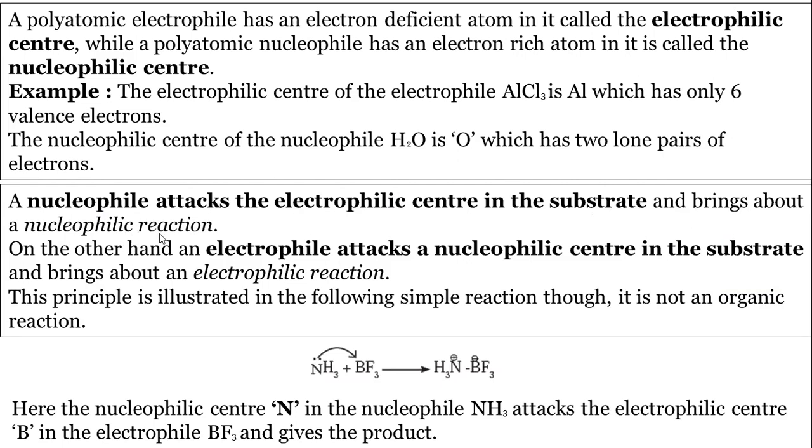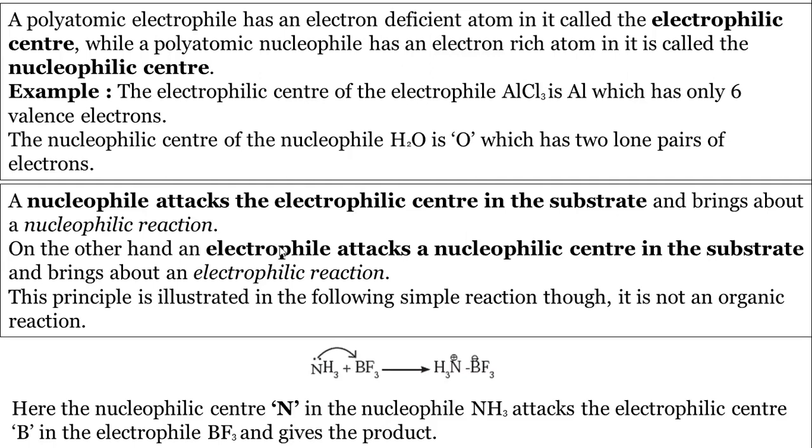Remember, in case of nucleophilic reaction, the nucleophile which is electron rich attacks on the electrophilic center. Electrophilic center means electron deficient species. On the other hand, the electrophile attacks, now opposite to this nucleophile.